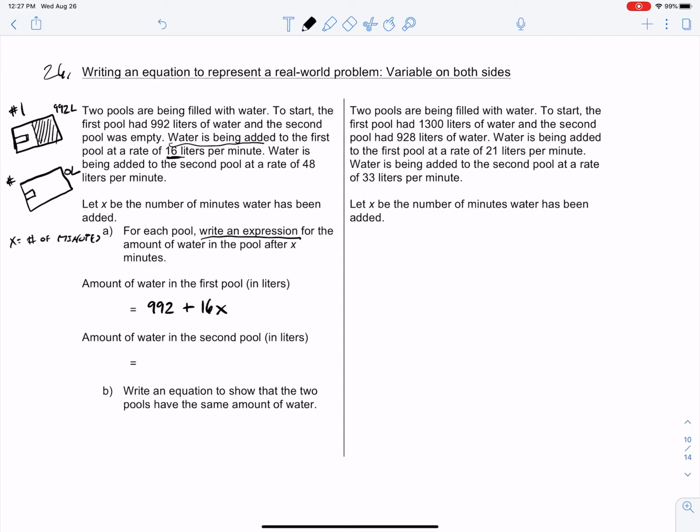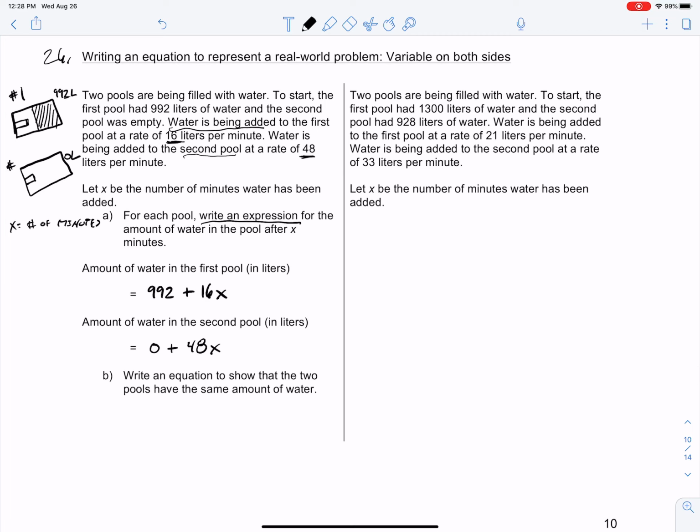But what about the next one regarding the second pool? How much water did the second pool start off with? 0. Plus, now it says water is being added to the second pool at a rate of 48 liters per minute, plus 48x. We don't know how long it's going to take or is taking to fill up the pool. We just know that it's doing 48 liters per minute.